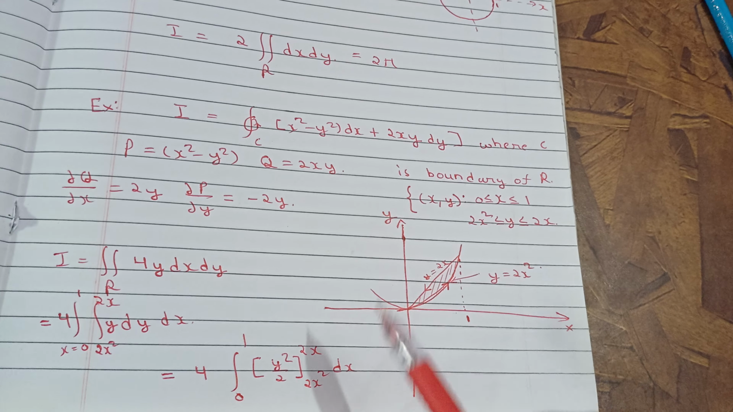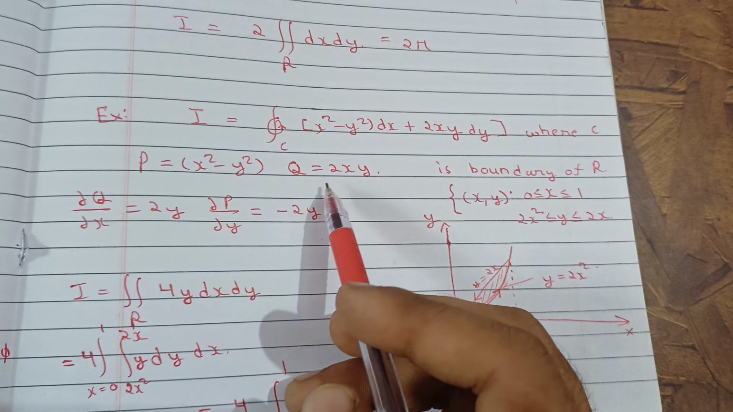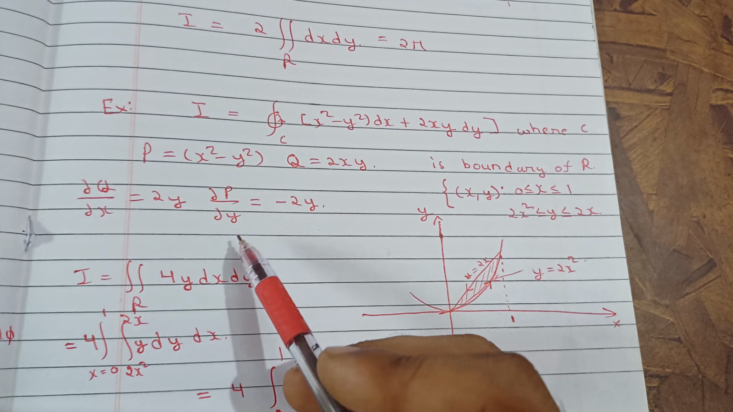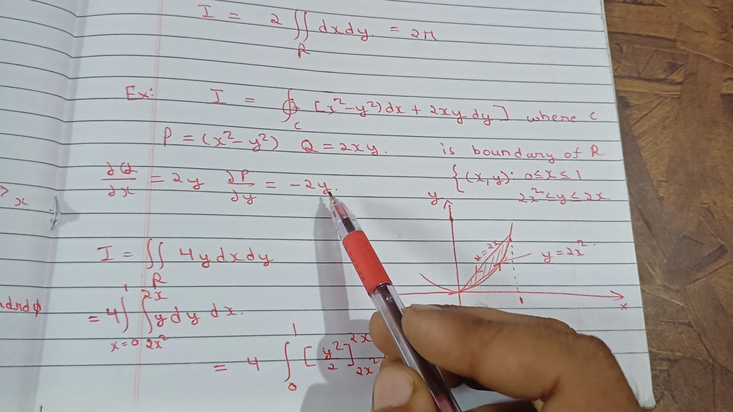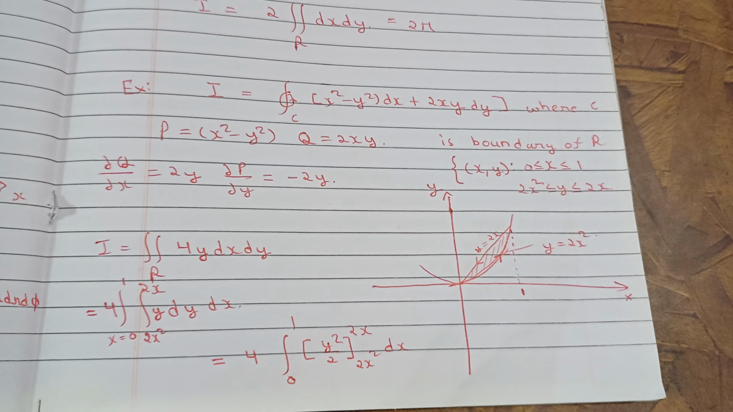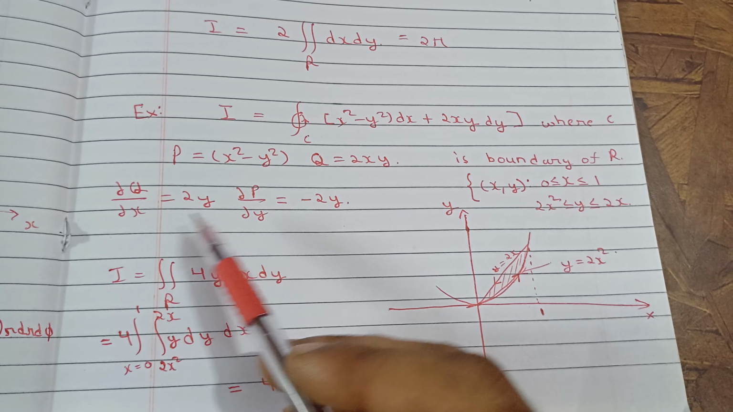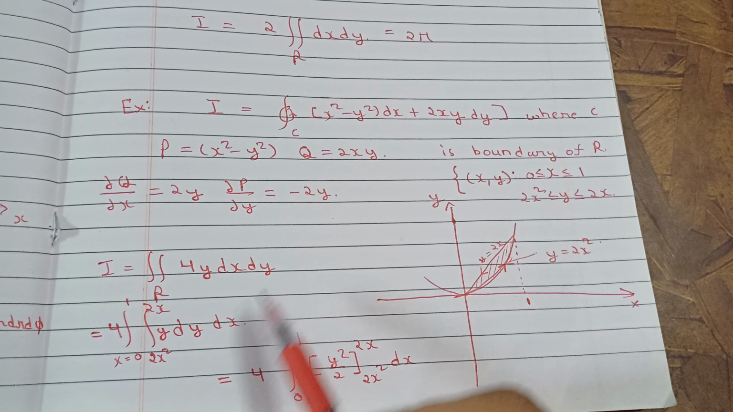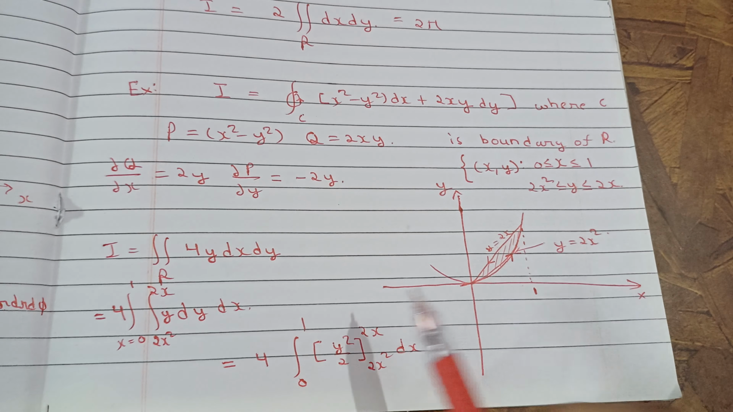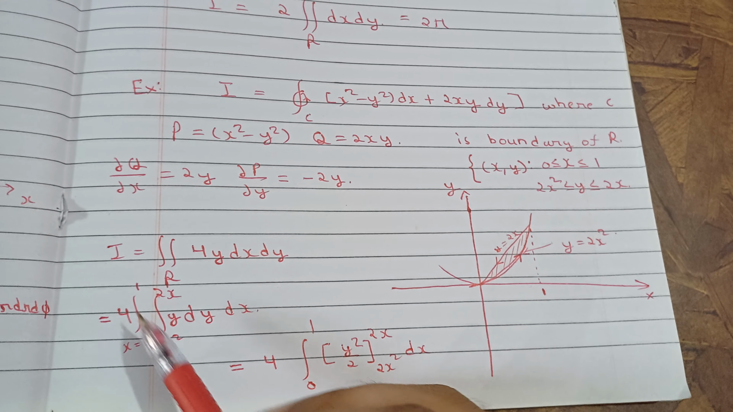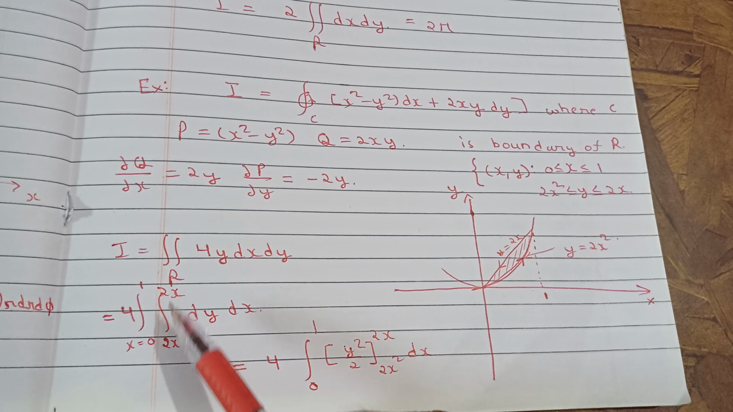So now we need to find this integral for this contour. Let's see, p is this, q is this. Now del q by del x will give you 2y, and del p by del y will give you minus 2y. So 2y plus 2y will give you 4y. Del q by del x minus del p by del y will give you 4y, and dx dy. Now see, here x and y depend on each other, so we need to put limits accordingly. x is the independent variable, going 0 to 1, but y depends on x, so it goes from 2x square to 2x. So this will be your limit.